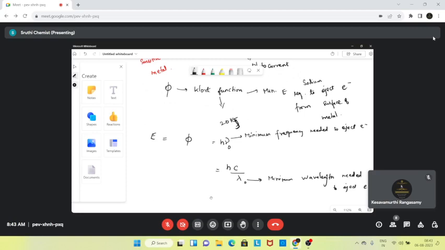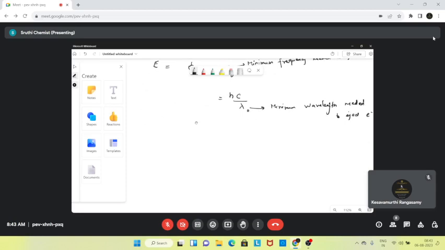All the terms are very important. Psi, which is the work function, is the minimum energy required to eject an electron. Nu naught is the minimum frequency required to eject an electron, and lambda naught, the minimum wavelength, is needed to eject an electron. All the minimum you can replace with threshold. Even you can say threshold frequency, threshold wavelength, threshold energy, which means the minimum energy needed to remove an electron. That is the meaning of threshold here.